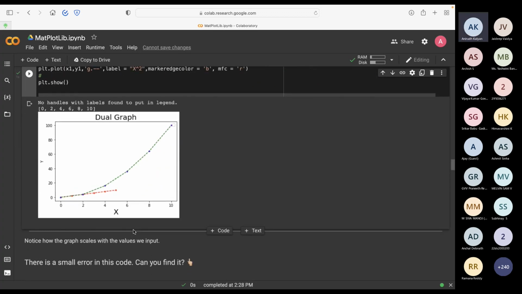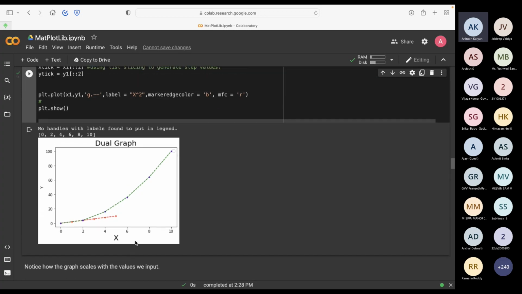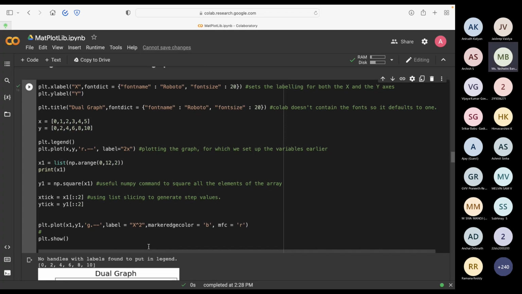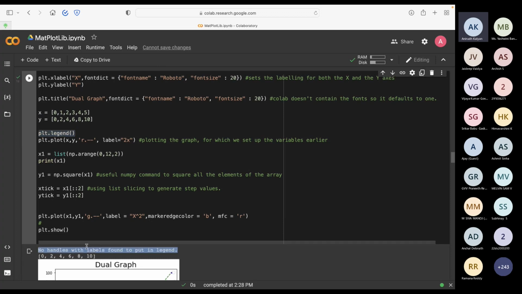I also wanted to find a small error in this code. Can someone find it? There is an error. You can see it's a semantic error. So the plt.legend should come below that plt.plot. Wonderful, yes. Because this is a function in itself, right? And when this function runs, it says no handles with labels found to put in this legend.